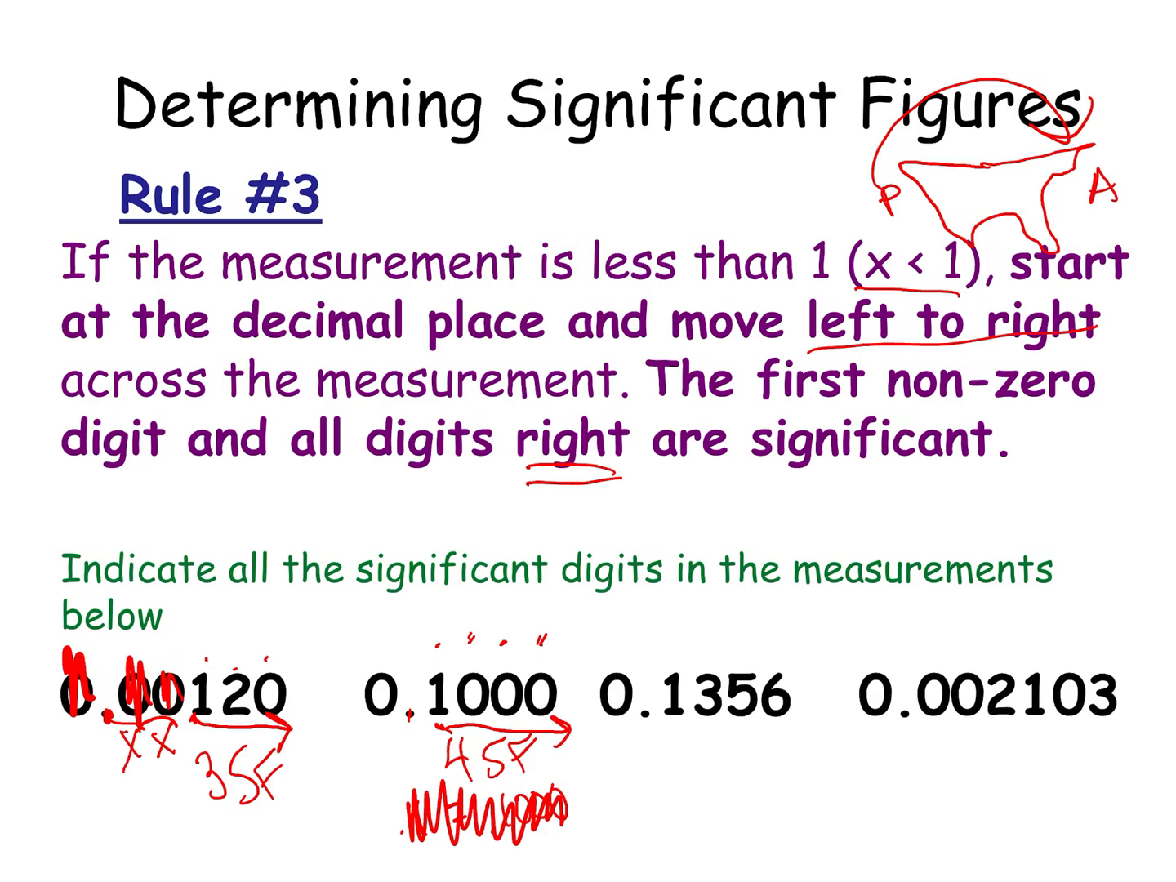Third one, we have a number less than 1, so we have a decimal place. We're going to start at the decimal, move to the right. 1, that's non-zero, so all of those count. 4 sig figs. Finally, the last one, what do you think? Less than 1, skip, count them all. Now notice again, there's a 0 right here, sandwiched in. It is significant because it's between non-zeros.